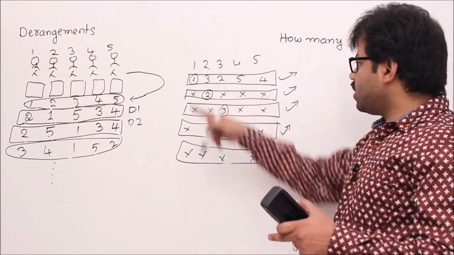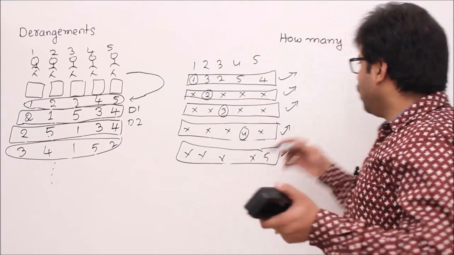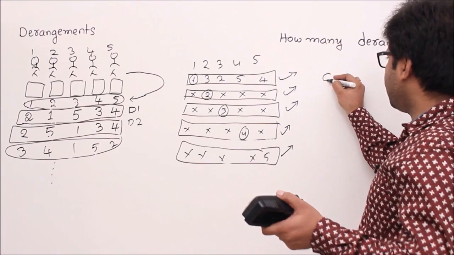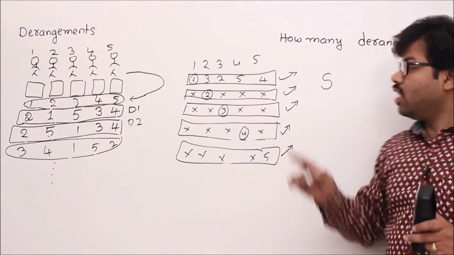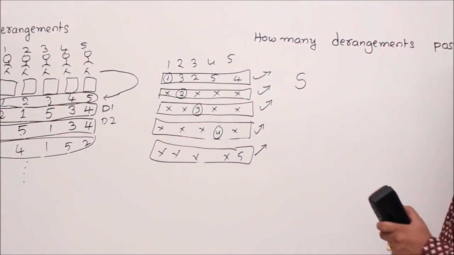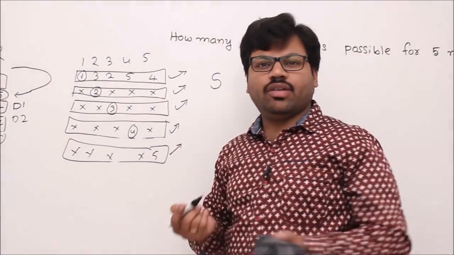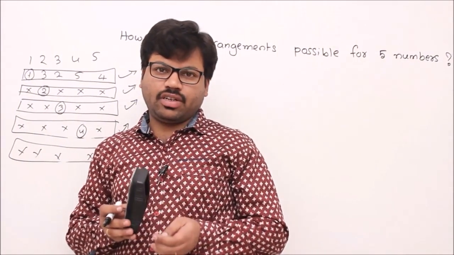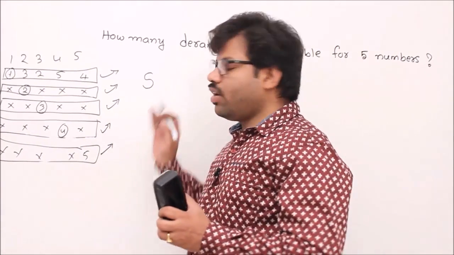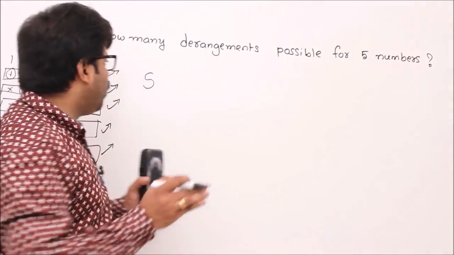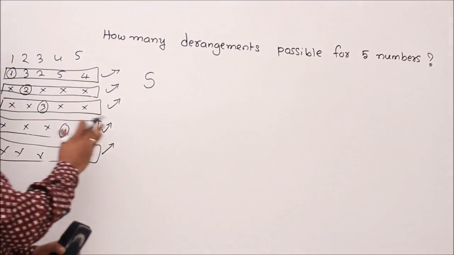So let me use a set form to represent them. So I am calculating non-derangements. Now the question is, how many derangements are possible for 5 numbers? Given 5 numbers, how many derangements are possible? First I calculate non-derangements. Let me denote non-derangements like this.